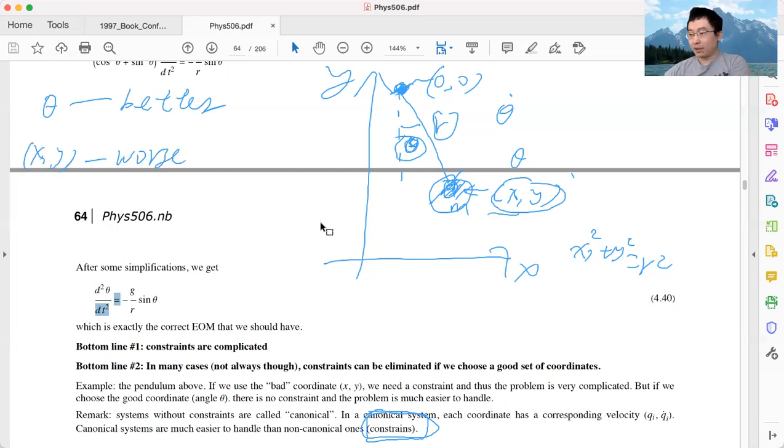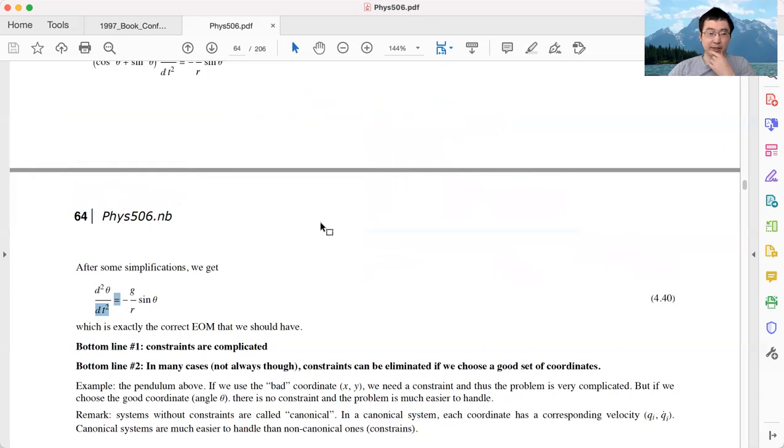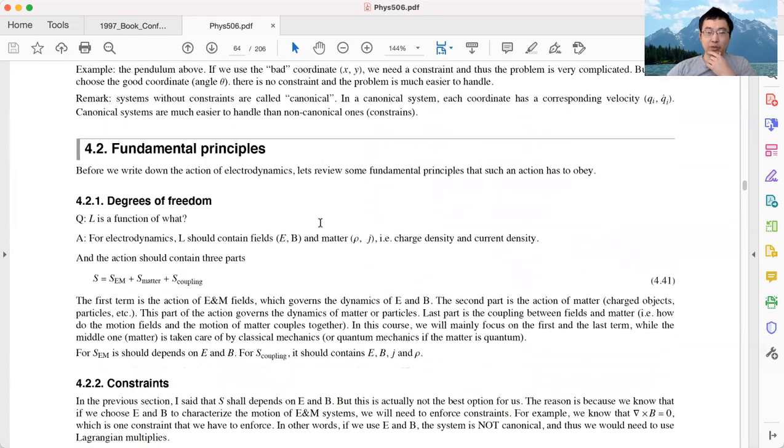So the bottom line, we want to choose coordinates that don't have a constraint. If you use coordinates with a constraint, x squared plus y squared equals r squared, things become much more complicated. This is an important principle. It will guide us to choose the most convenient coordinates that simplify our calculation. We will come back to this principle later when we discuss the E&M field. I think that's all I want to say about classical mechanics. Now let's go back to the E&M field.